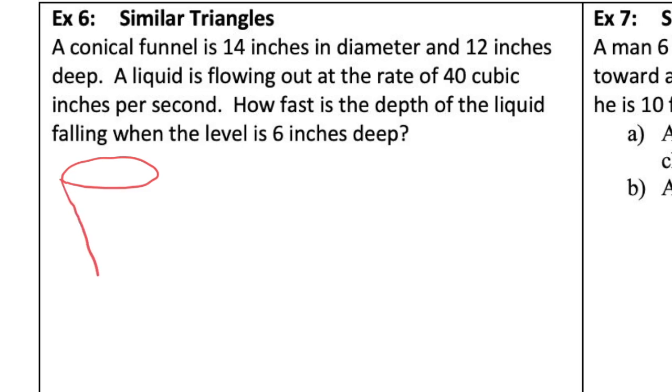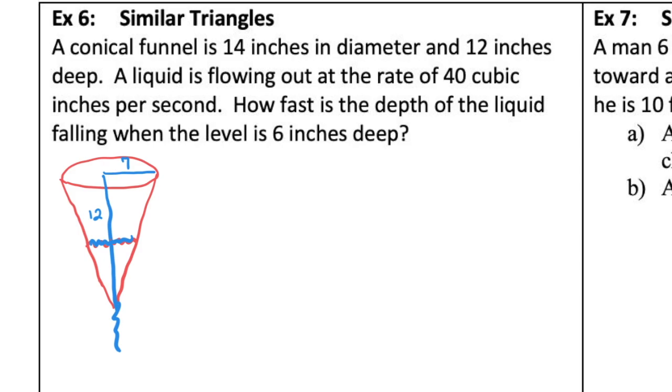So as we draw the funnel, keep in mind the size of the funnel does not change. And because of that, we are going to just put the numbers directly on our picture. The radius is 7 inches. And the height of the funnel is 12. That's not changing. Now, what will be changing in the problem that we're looking for is the rate of change of the liquid that's falling out of this funnel.